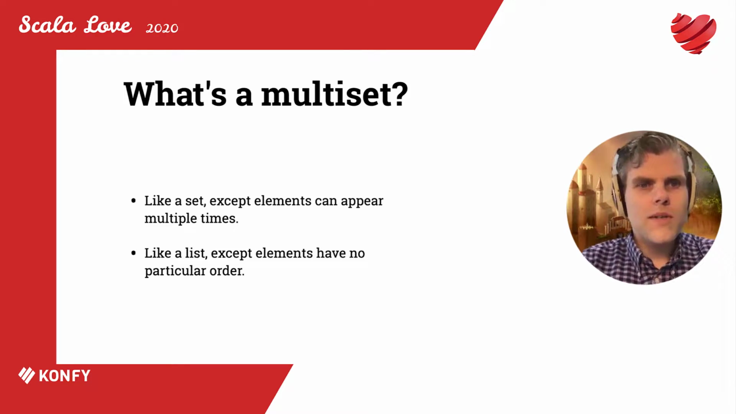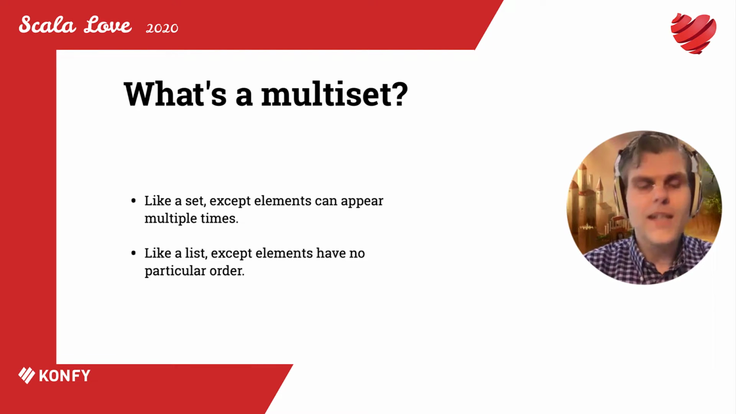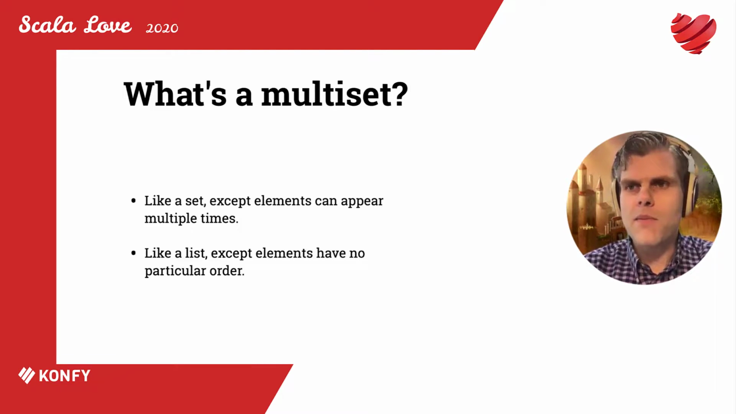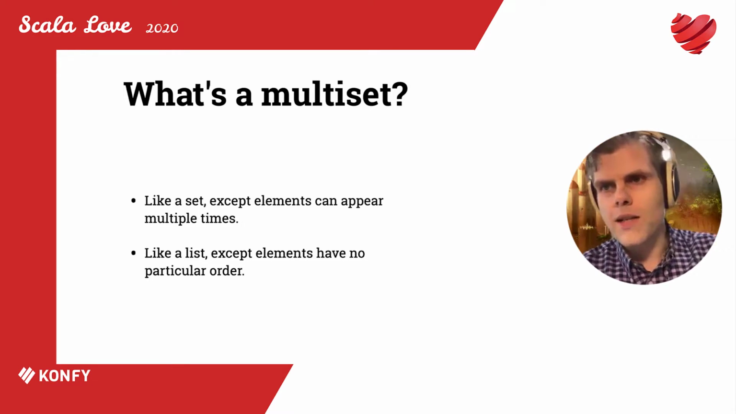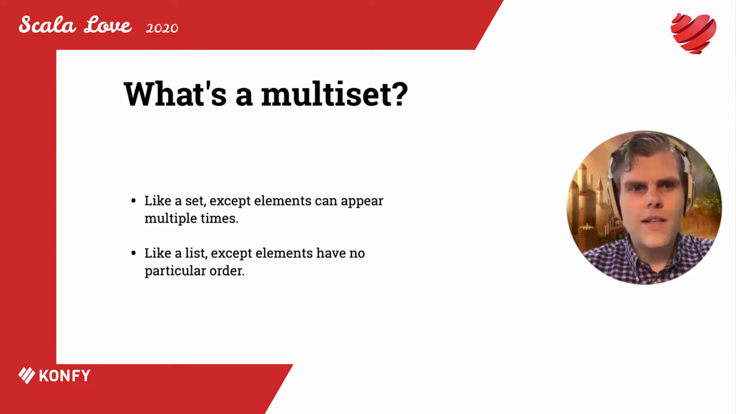Okay, so, what's a multiset? A multiset is like a set, except elements can appear multiple times. It's also like a list, except there's no order to the elements. So there's no first element, and it has no head or tail or anything like that.